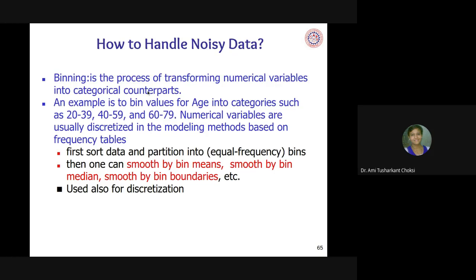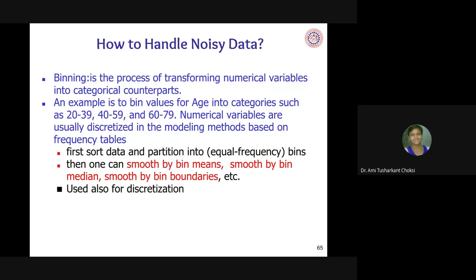Instead of saying the ages in numerics, like 20, 21, 22, we will have a category name: for this one we say young, for this we say middle age, and for this we say old. Numerical variables are usually discretized. We know that continuous values are discretized, and this is one way of doing the discretization.